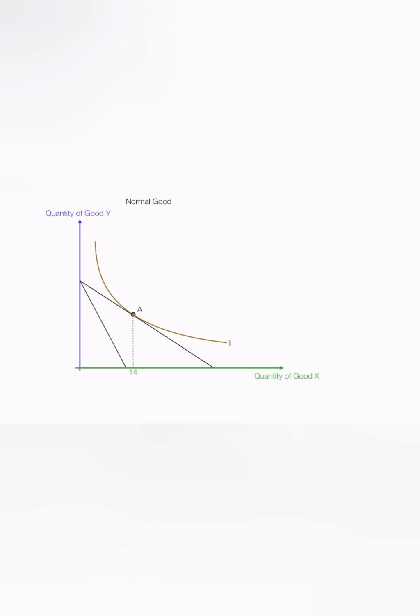I will draw in another indifference curve, and the consumer will consume at point B and consume 4 units of quantity of good X. So the total effect is that distance there. I'll label that T. Like before, I'm going to take the total effect and show you the substitution effect and the income effect.